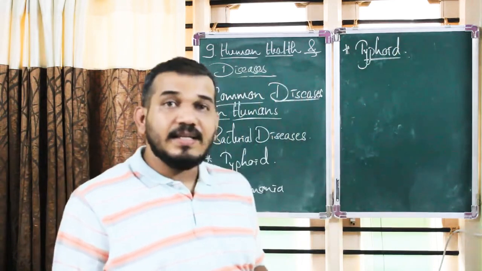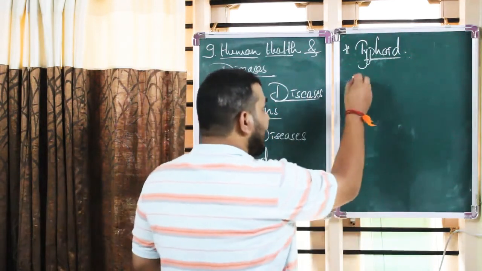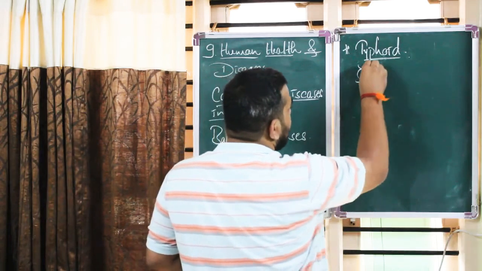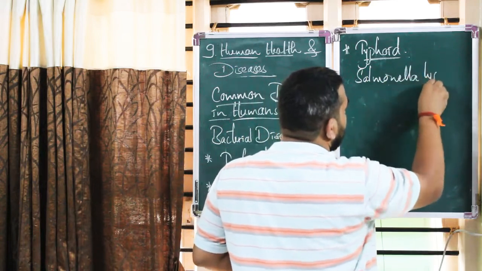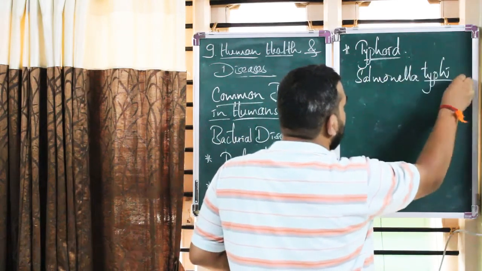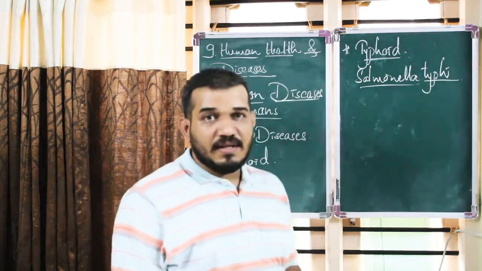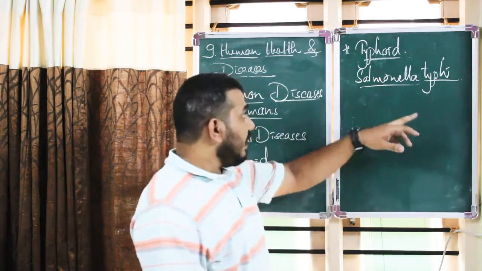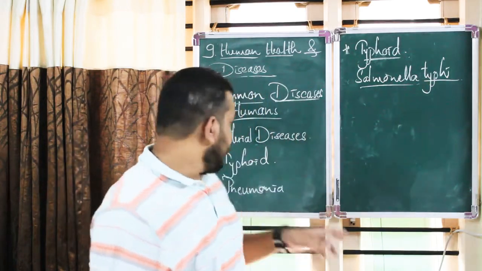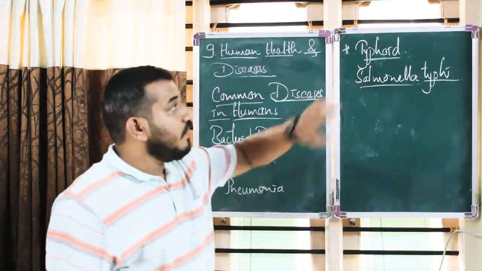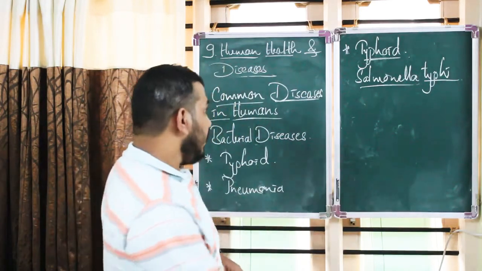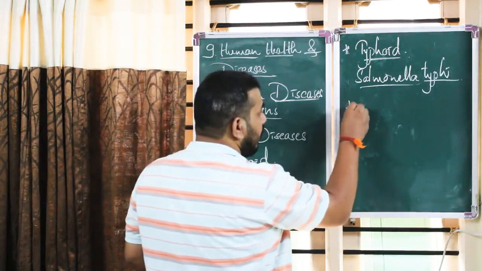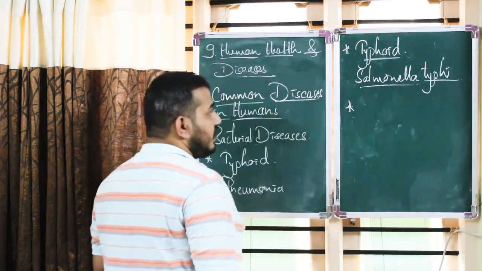Typhoid. It is caused by bacteria called Salmonella typhi. It's a gram-negative bacteria, Salmonella typhi, which causes the disease typhoid. Now, how is this disease spread, or what causes the spread of disease?